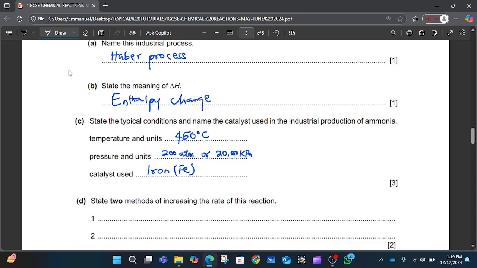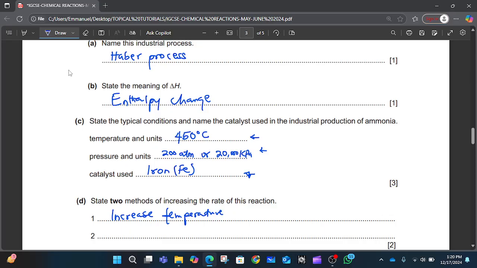D. State two methods of increasing the rate of this reaction. So in this reaction, we are already using iron as our catalyst. So if we need to increase the rate of the reaction, then we can work on the temperature and the pressure. So you know that an increase in temperature increases the rate of a reaction. So we can increase temperature.